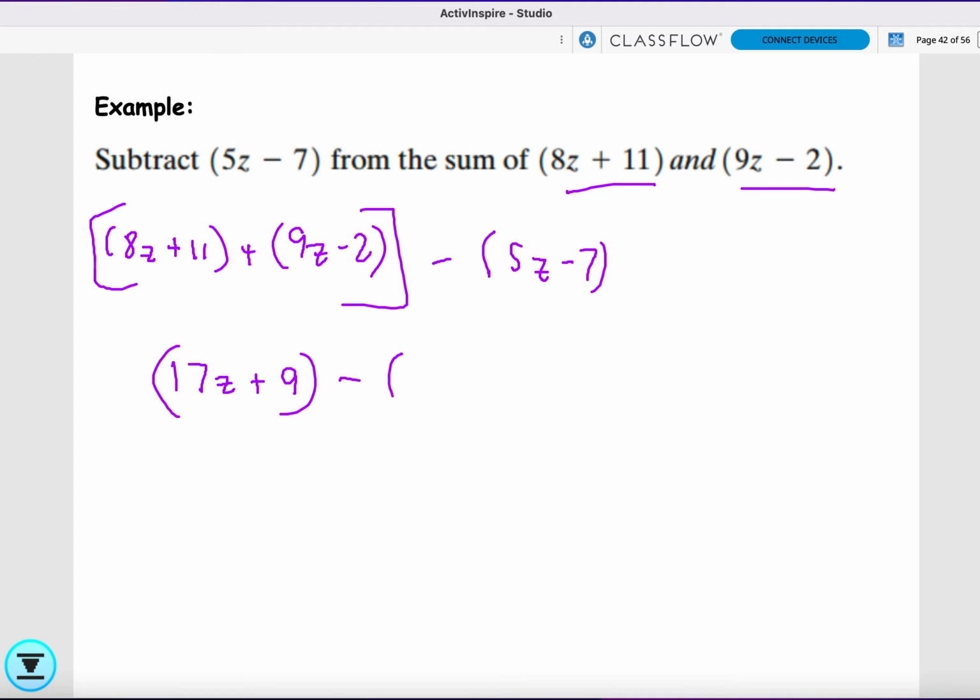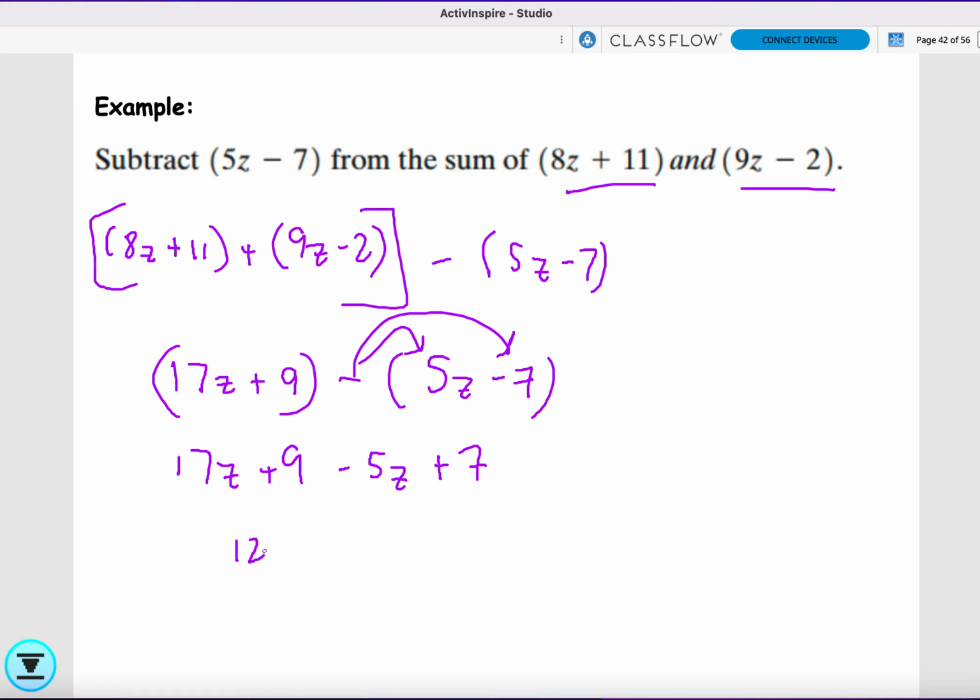Now I'm going to go ahead and subtract 5z minus 7 from here. So distribute the minus sign, right? So 5z becomes negative 5z. Negative 7 becomes plus 7. Bring down the 17z plus 9. So 17 minus 5 is 12z. 9 plus 7 is 16. And we're done.